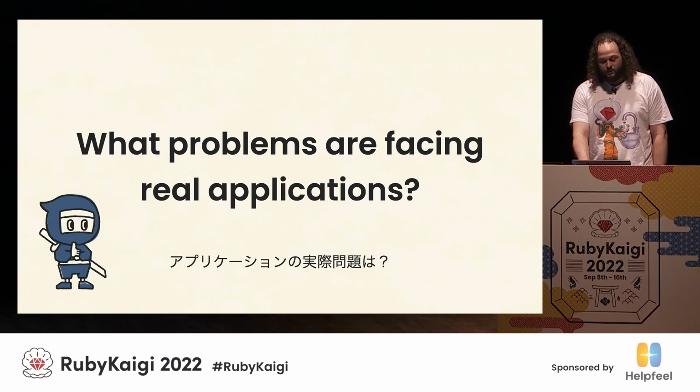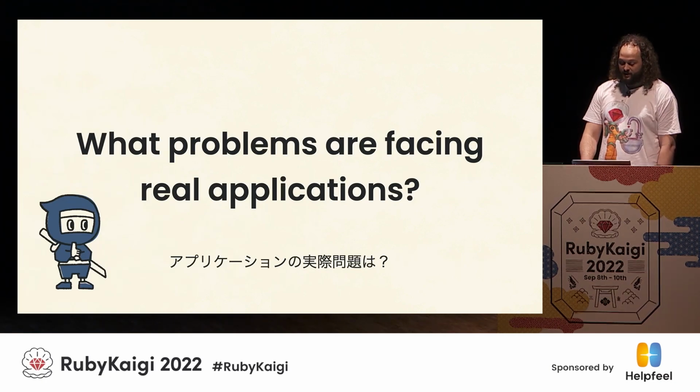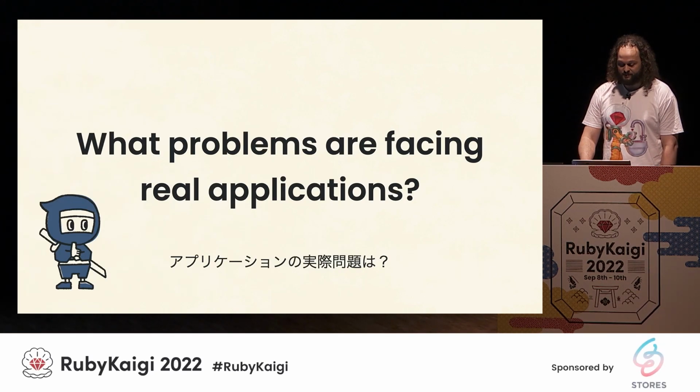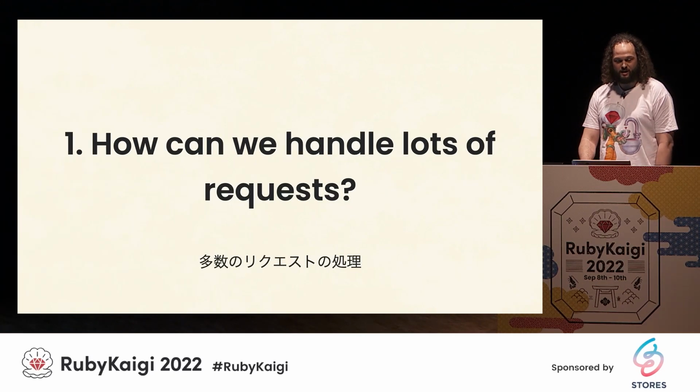So, we've looked at how the Ruby fiber scheduler works and how you can take advantage of it using various non-blocking hooks. But what about real-world applications? What kind of problems can we solve? I'm going to break this down into 5 separate questions. Question 1, how can we handle lots of requests?